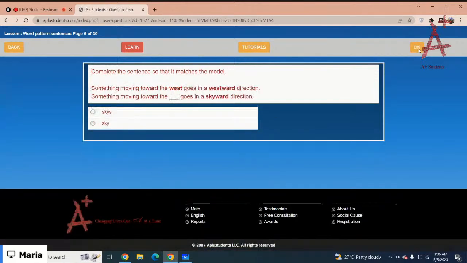Complete the sentence so that it matches the model. Something moving towards the west goes in a westward direction. Got it? So something moving towards the dash goes in a skyward direction. So which is the correct option? Just look at the first sentence. It would be the model sentence. You have to match the word with the model in the next sentence. Yes, very good. That would be sky. The correct option is sky.